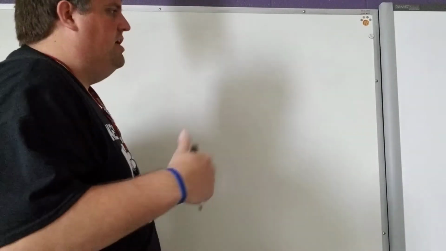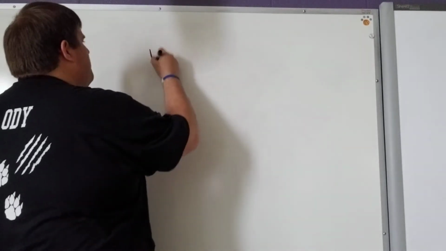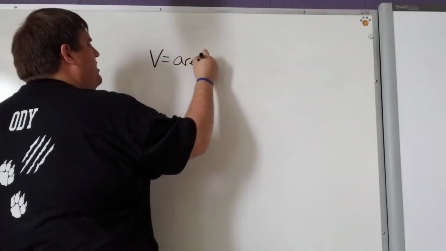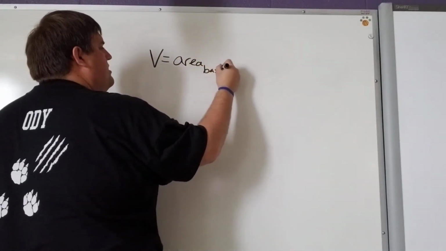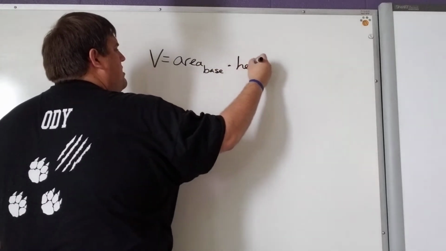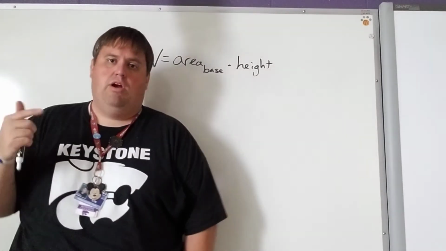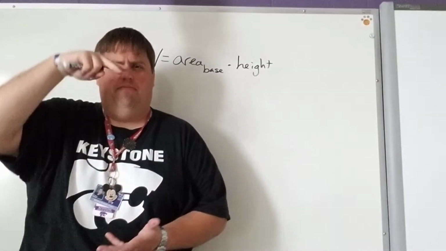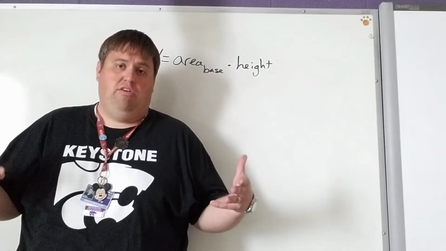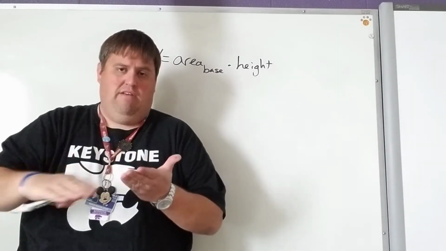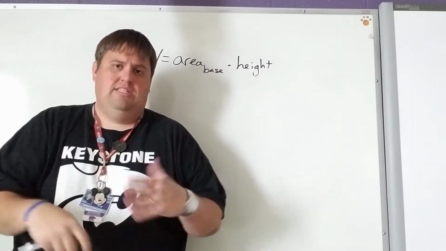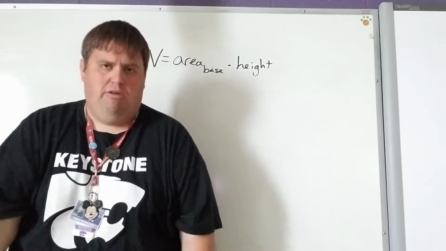So basically we talked last week about how volume is area of the base times height. And that is true. But when we have a pyramid or a cone, you know how it goes to a point, right? We don't need all the volume anymore because they're going to slice part of that prism off to get the volume of a cone or a pyramid.